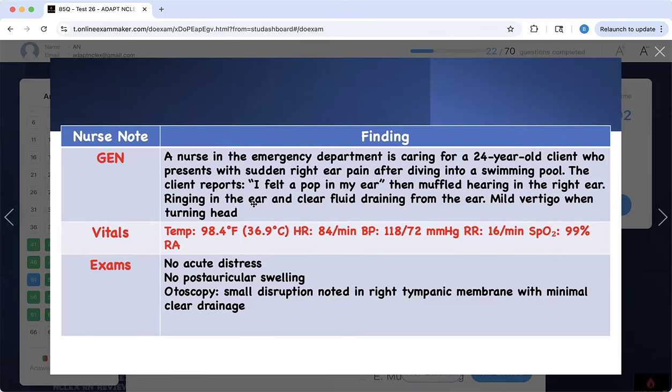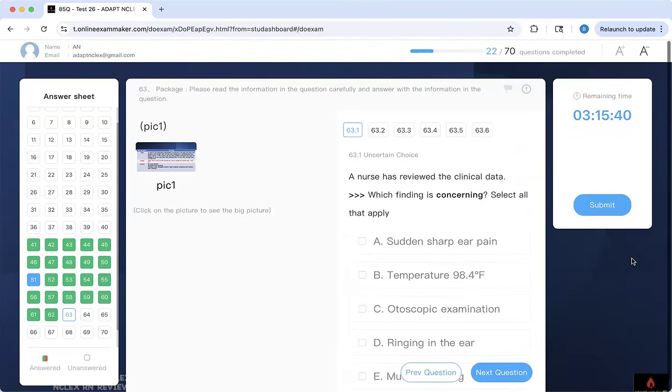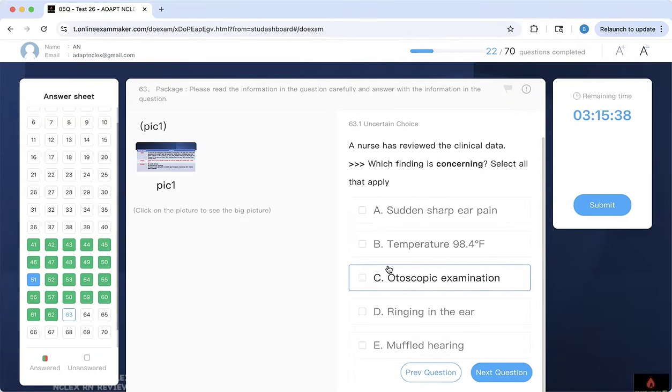A similar question showed up recently on the NCLEX based on recommendation. What do you think is happening to the patient? Once again, a 24-year-old presents with sudden ear pain. That's a keyword, when they dive into a swimming pool and they say, I heard a pop. Why would you hear a pop? Then all of a sudden your hearing is muffled. You have a ringing in your ear. You have mild vertigo. The nurse has reviewed the clinical data, which finding is concerning? What do you think?